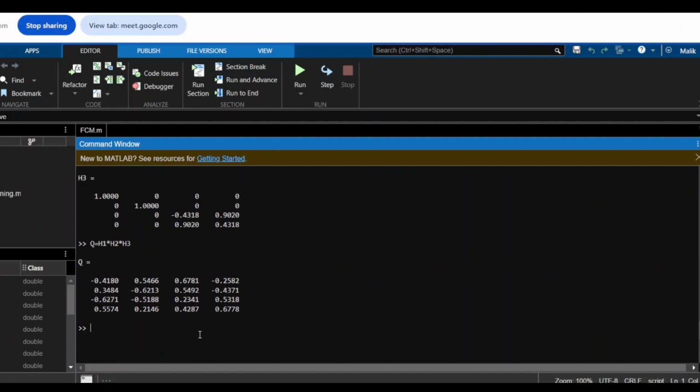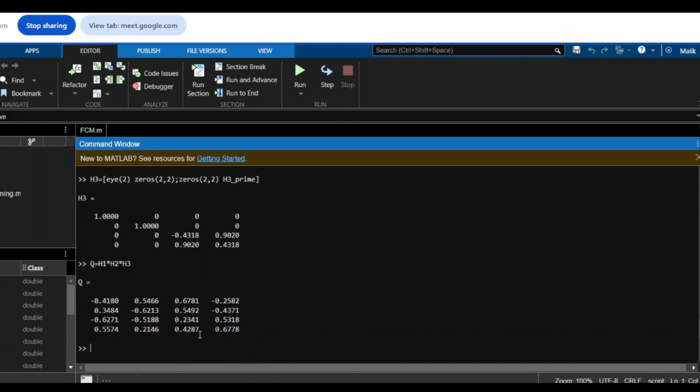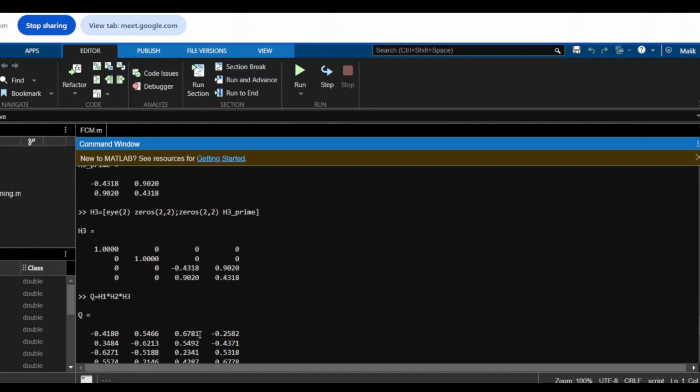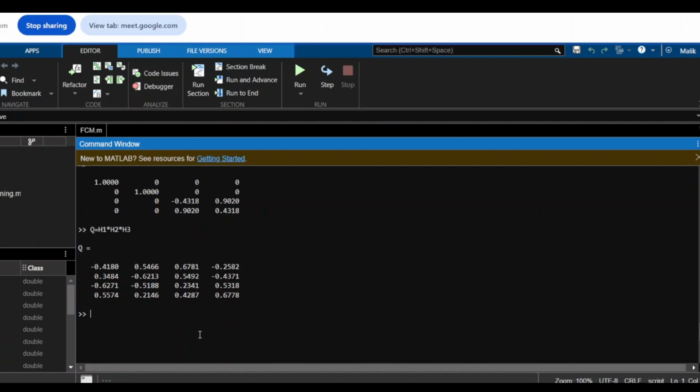Understood till here? Or do you have any doubts in any step? That X3, that second one? No, no. Okay, understood?